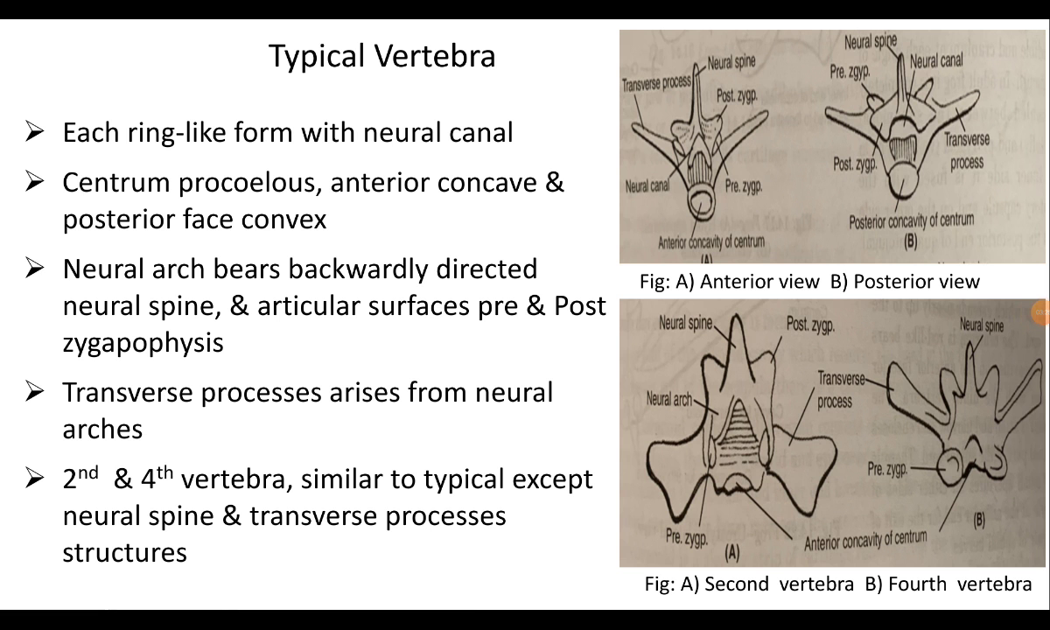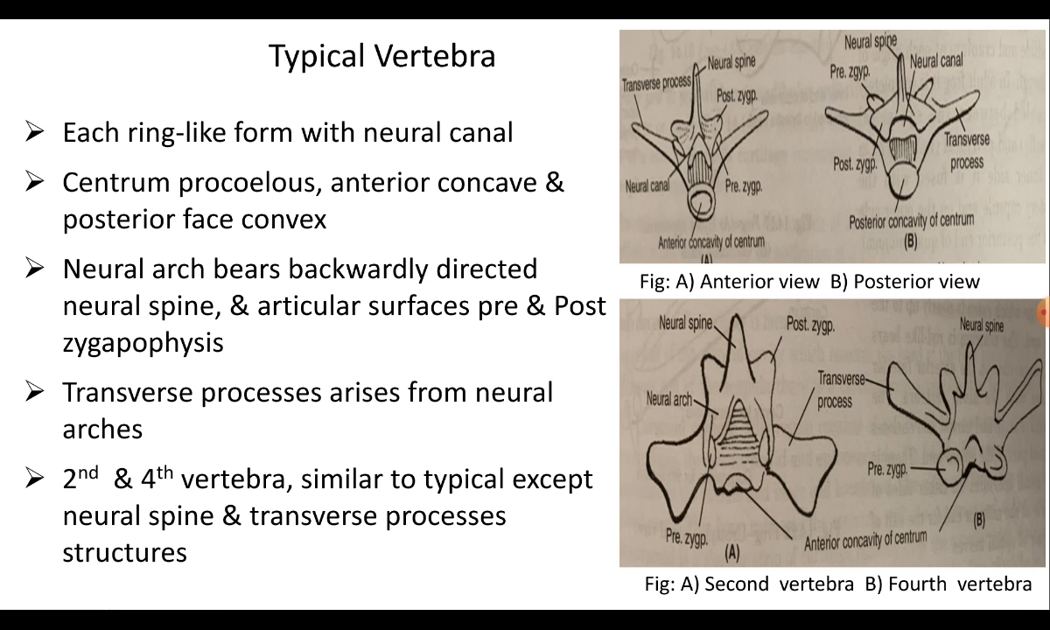Coming to the detailed structure of vertebral column of frog, as I mentioned in the previous slide, the vertebral column consists of totally 10 vertebrae. Among them, from the 3rd to 7th vertebrae are called typical vertebrae, as they have typical parts of a vertebra. You can have a look at these pictures. Each vertebra is ring-like and has a hole called neural canal in the center.